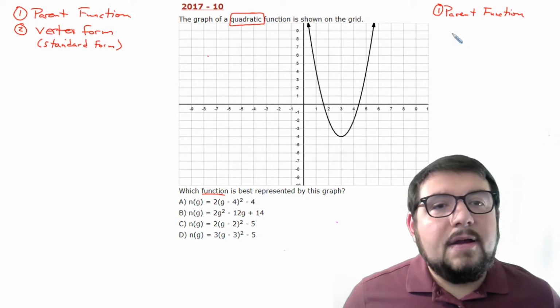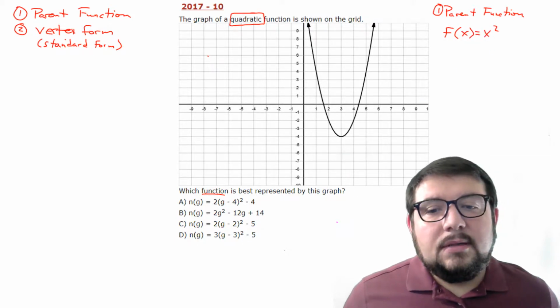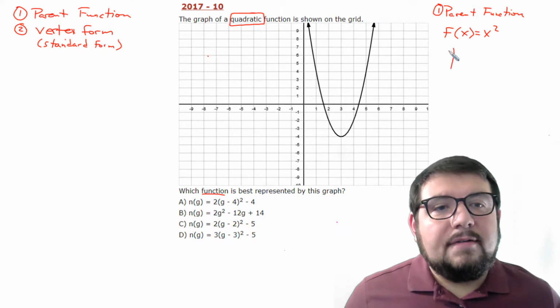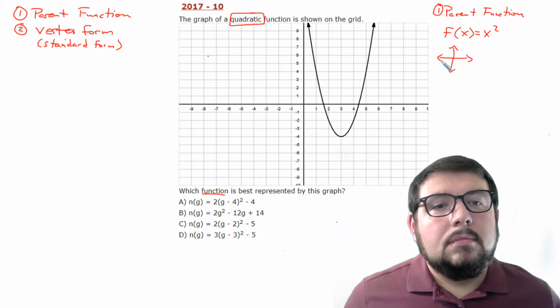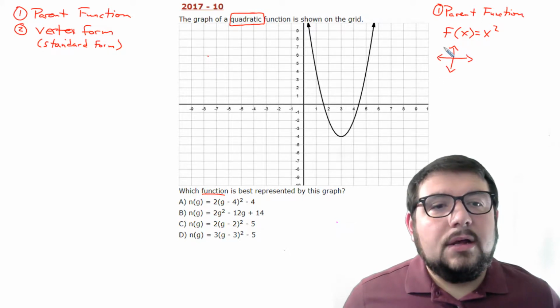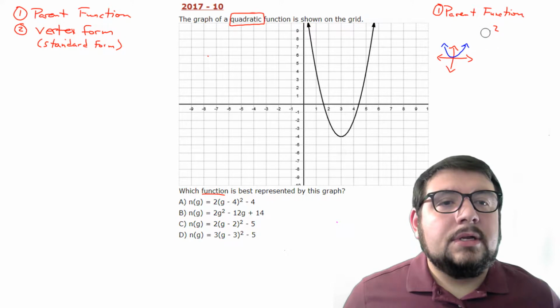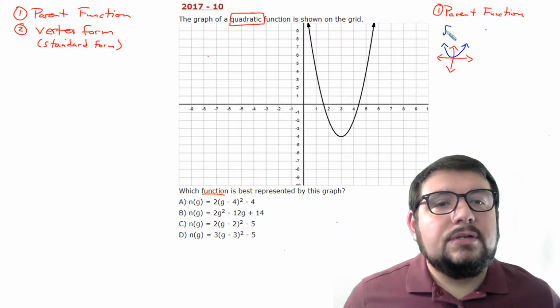Okay, so a parent function for a quadratic looks like this. F of x equals x squared. And the main thing that you need to understand about a parent function is that if you graph it, this function will create a quadratic that looks like this. Okay, maybe I'll make it blue so that it can be obvious to you.